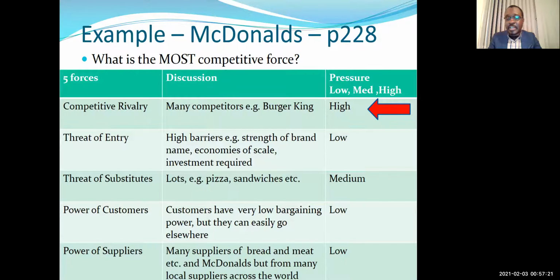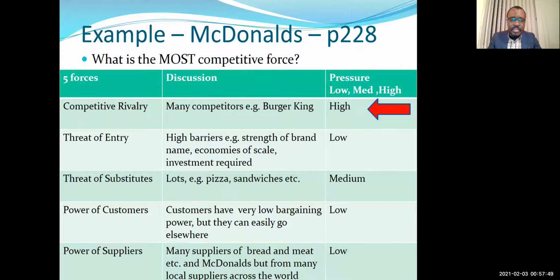Competitive rivalry. Okay, so look at these 5 forces, look at the discussions and examples given, and ask yourself which one will give you a high, low, or medium pressure, using McDonald's as an example. For competitive rivalry, do we have competitors for McDonald's? Yes, we have Burger King, KFC, and the others. So of course, the pressure on them will be high.